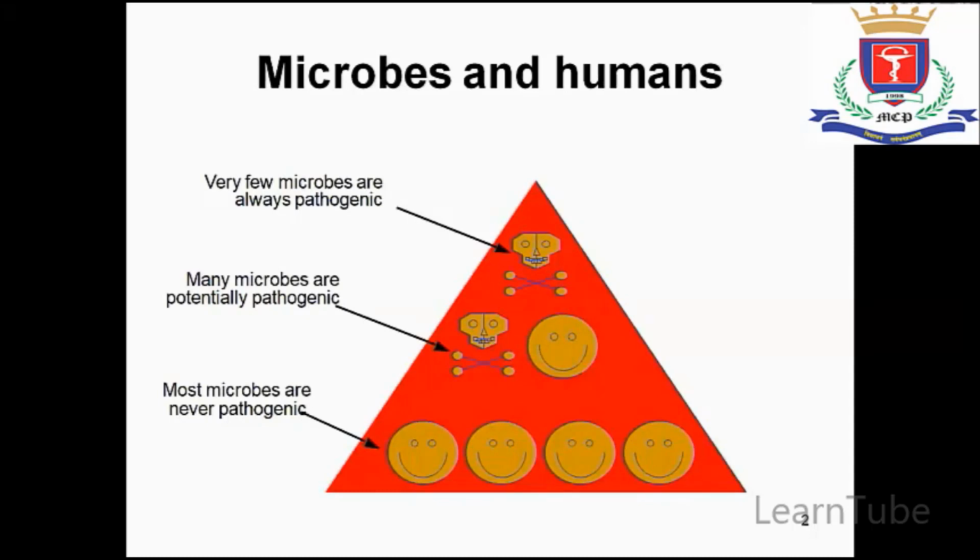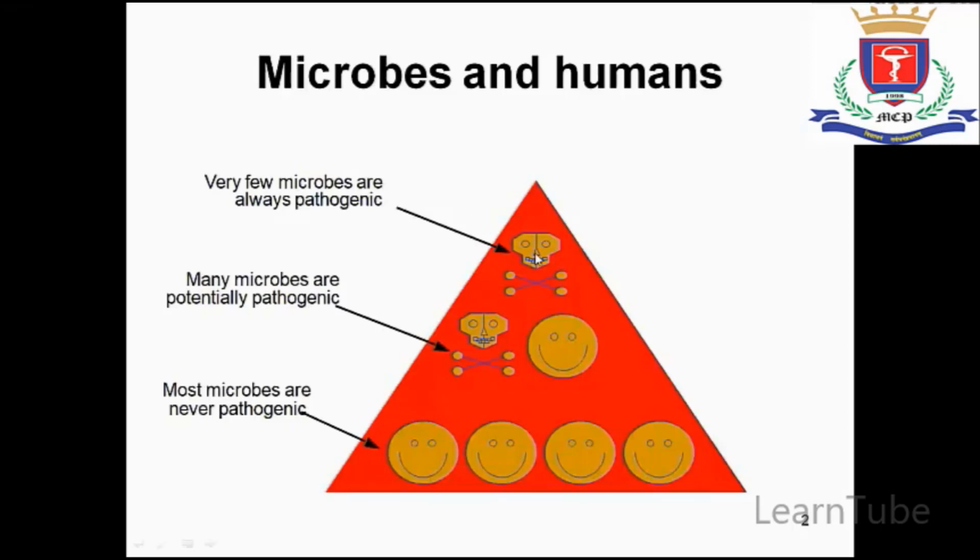Before we go for the actual topic, virulence, we will just see the ratio of the microbes and humans available in the world. Microbes can be classified into pathogenic and non-pathogenic. Pathogenic are the microbes which cause harm to the host cell. It may be humans, animals, plants, anything. So the number of pathogenic microbes is quite less.